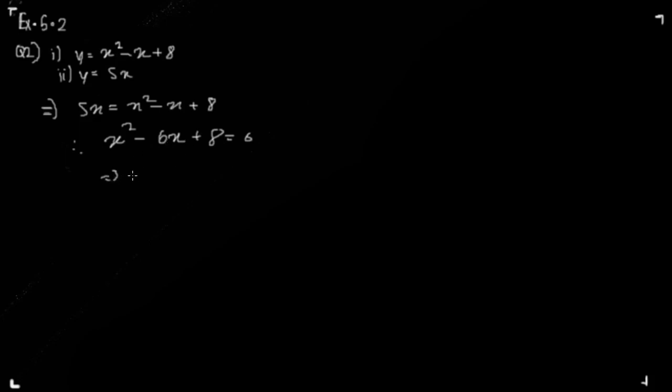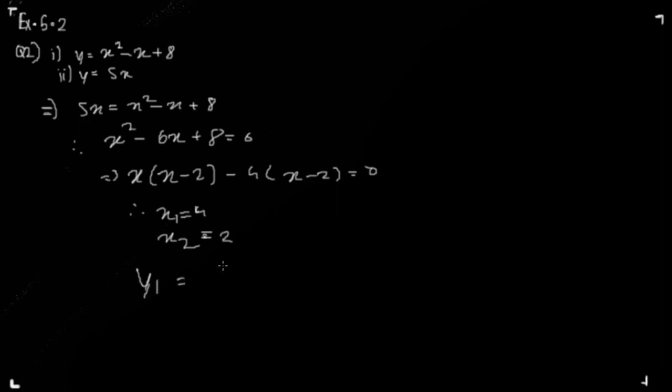I'm gonna skip a few steps. If you don't know factorization, go back to 6th grade. So (x minus 2)(x minus 4) is equal to 0. Therefore, x1 is equal to 4, x2 is equal to 2. Therefore, yeah, this is right. So y1 is equal to 5 times 4 if you plug this in, so this is 20, and y2 is equal to 5 times 2, which equals 10.